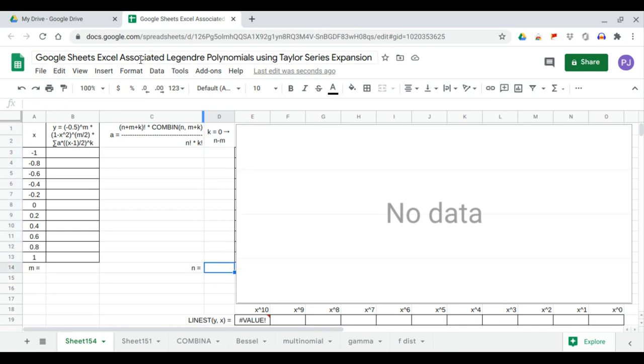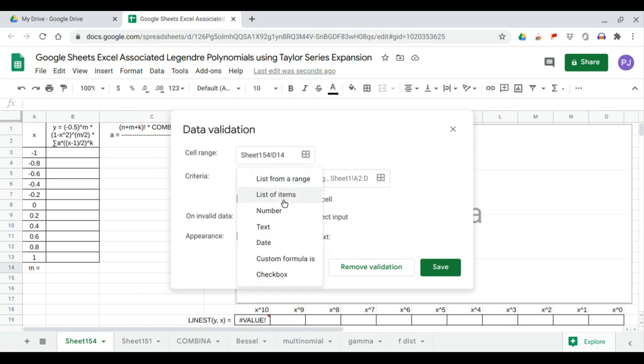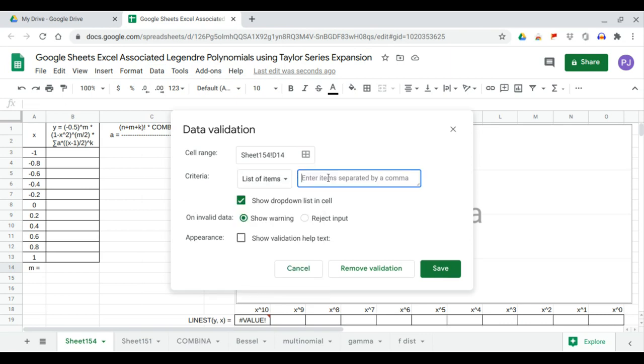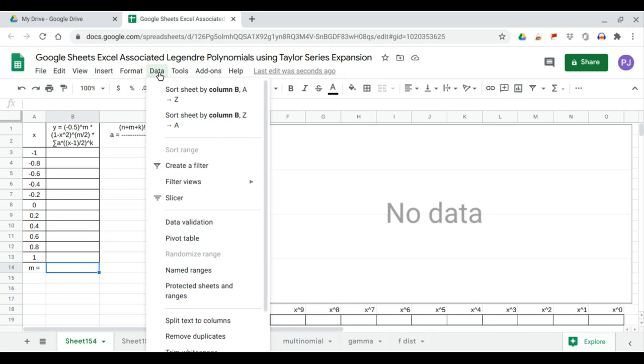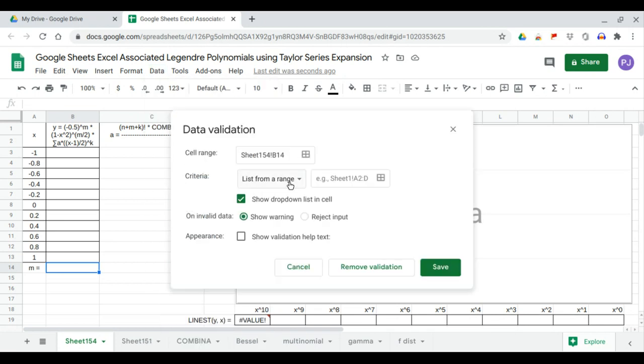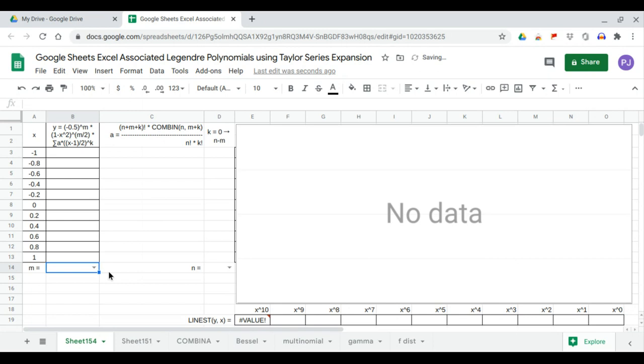Our value of n will be data validation, 0 to 10. So these are values for n, 0 to 10. Our value for m will be data validation, list of items 0, 2, 4, 6. That will be our value for m. So these are values for m: 0, 2, 4, 6.